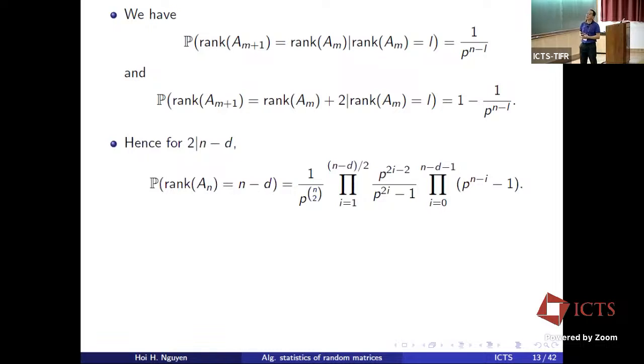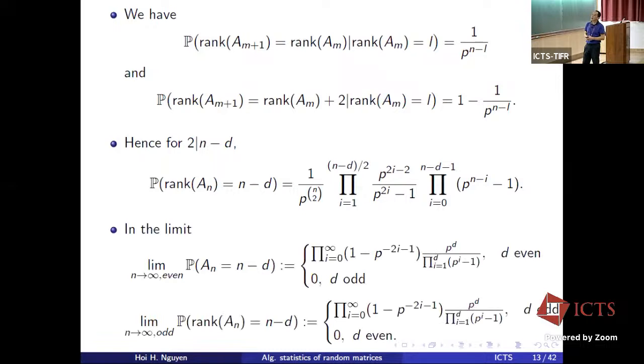Okay, so putting it together, the co-rank always has the same parity as n, or the rank is always an even number. The rank of a skew symmetric matrix is always an even number. So we get this complicated formula, and when we send it to infinity, we get some funny distributions. For any fixed d, we have to take n with the same parity as d to see the limit. If n has different parity, then you get 0.